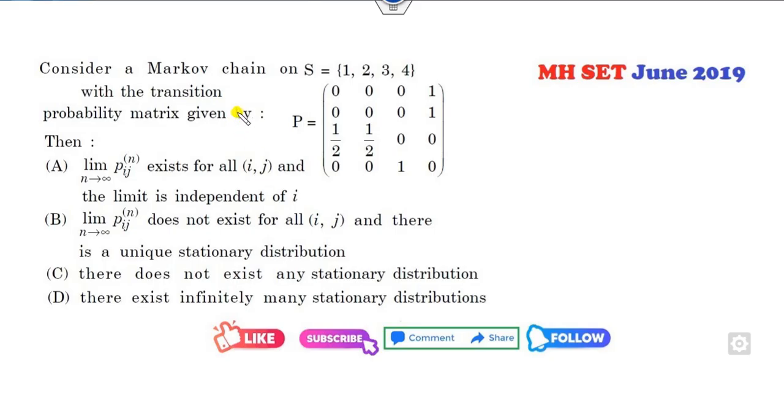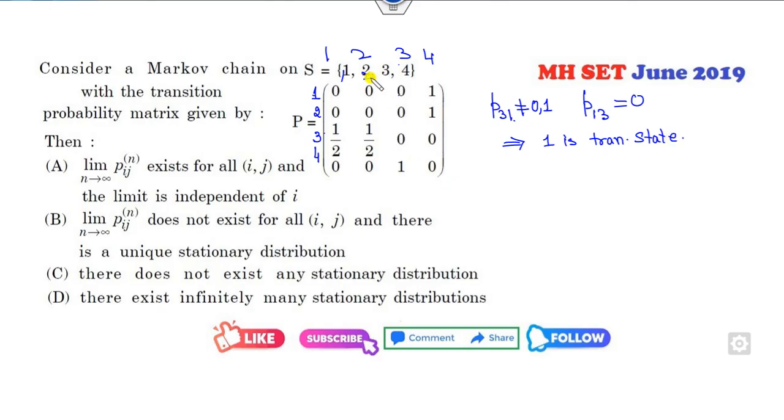Okay, look at this one. Which are the limiting probability, stationary probability, and here again 1, 2, 3, 4. Clearly say this is a 1 value. So what is that? P31 is non-zero and non-1. What is P13? P13 is 0. So what does it mean? This one is my transient state. Fine. Look at the second column.